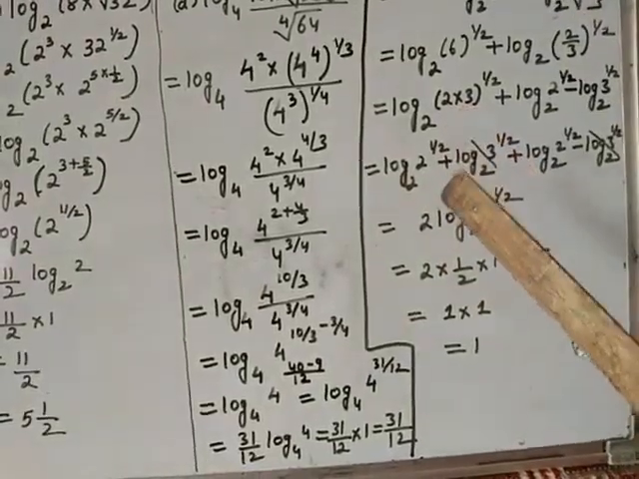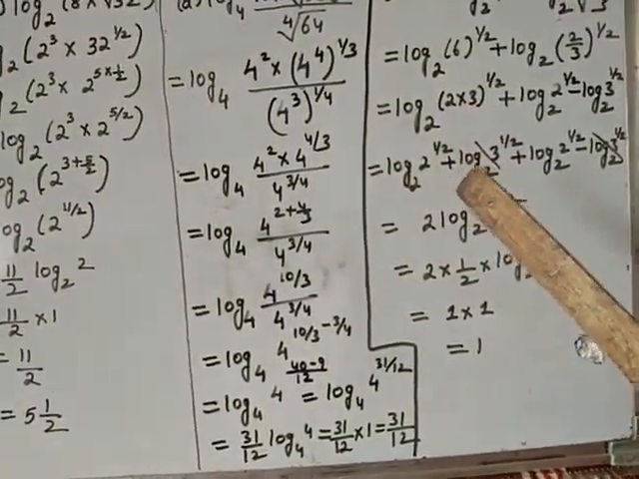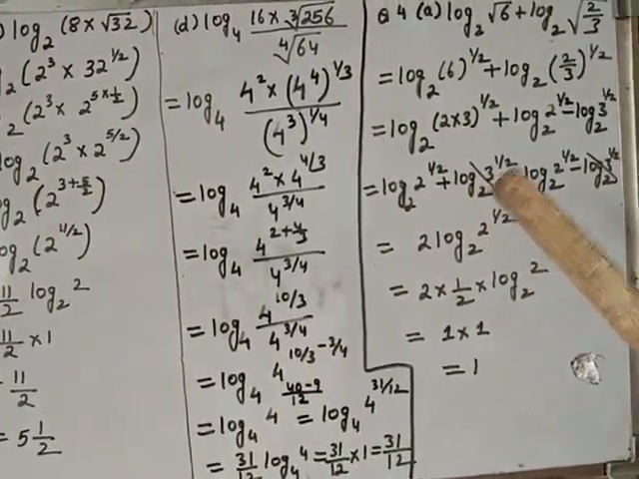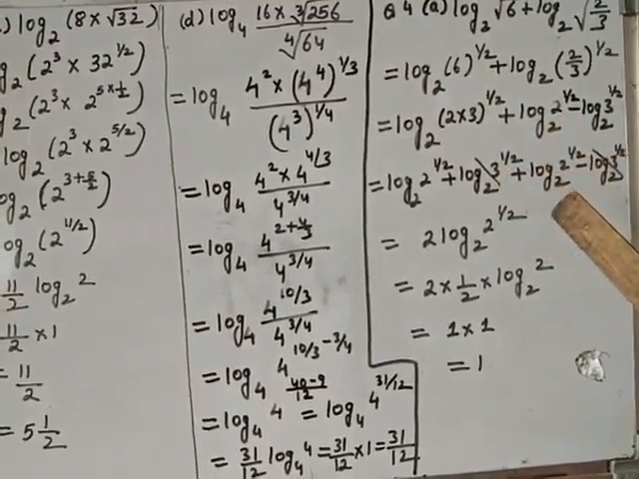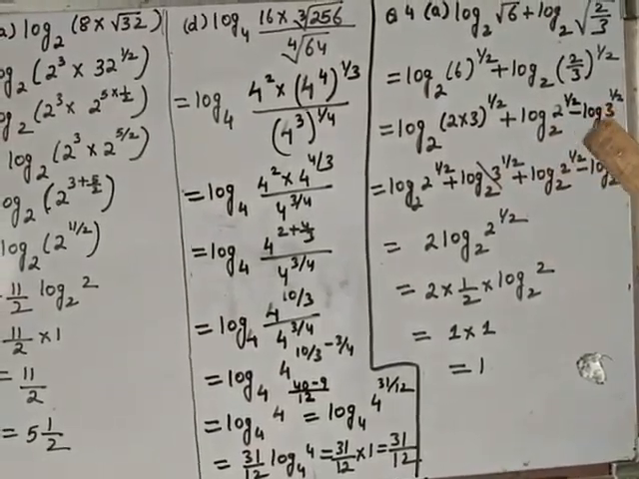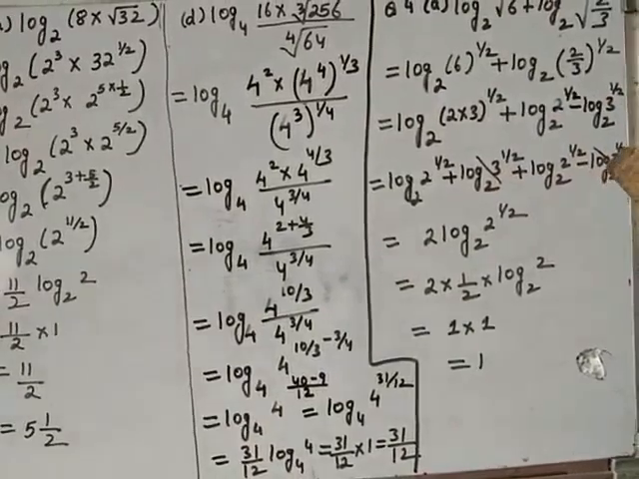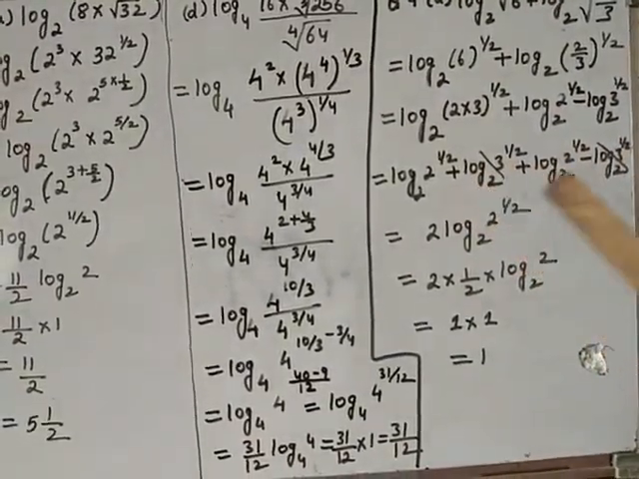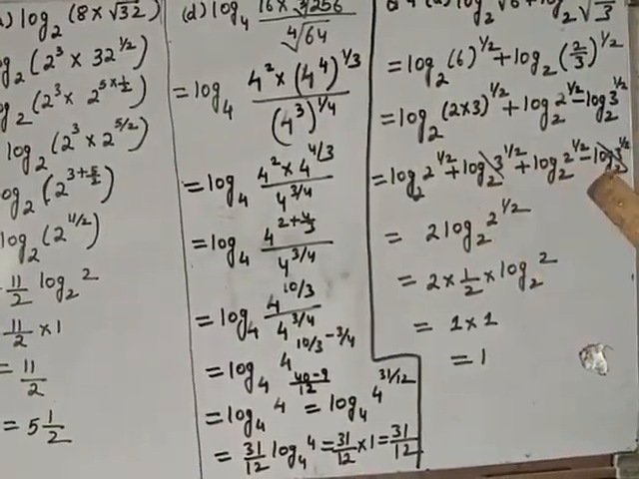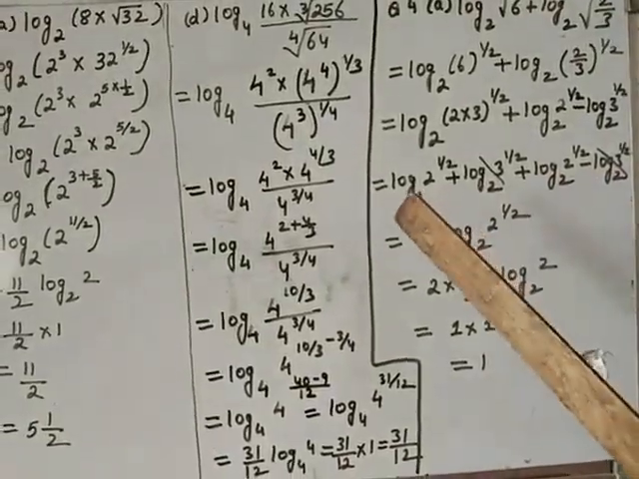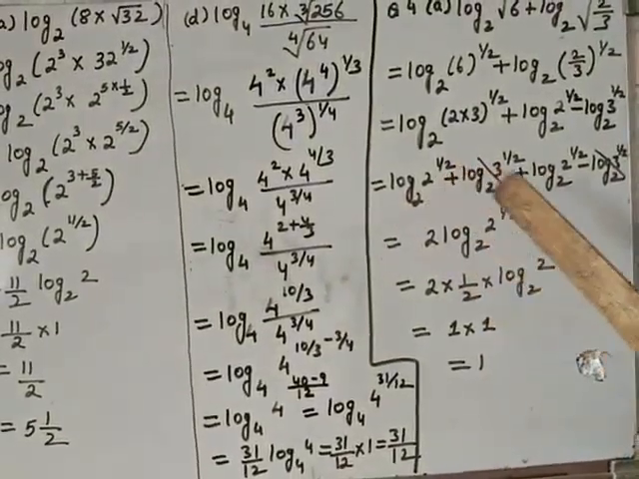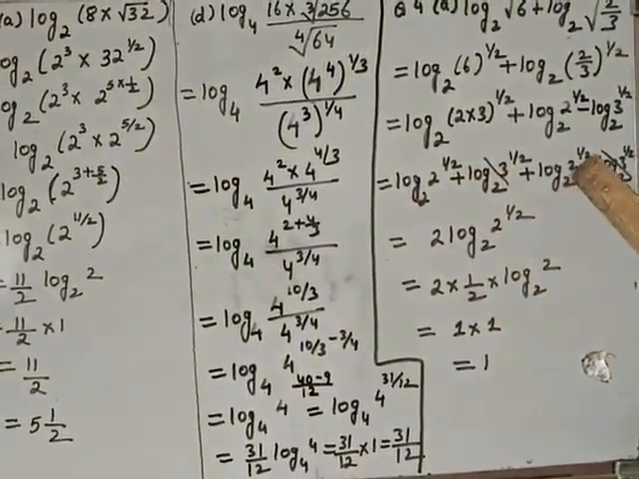So it becomes plus log to the base 2 of 3 raised to power 1 by 2 plus log to the base 2 of 2 raised to power 1 by 2 minus log to the base 2 of 3 raised to power 1 by 2. Plus and minus, these 2 will eliminate. So only left is log to the base 2 of 2 raised to power 1 by 2 plus log to the base 2 of 2 raised to power 1 by 2.